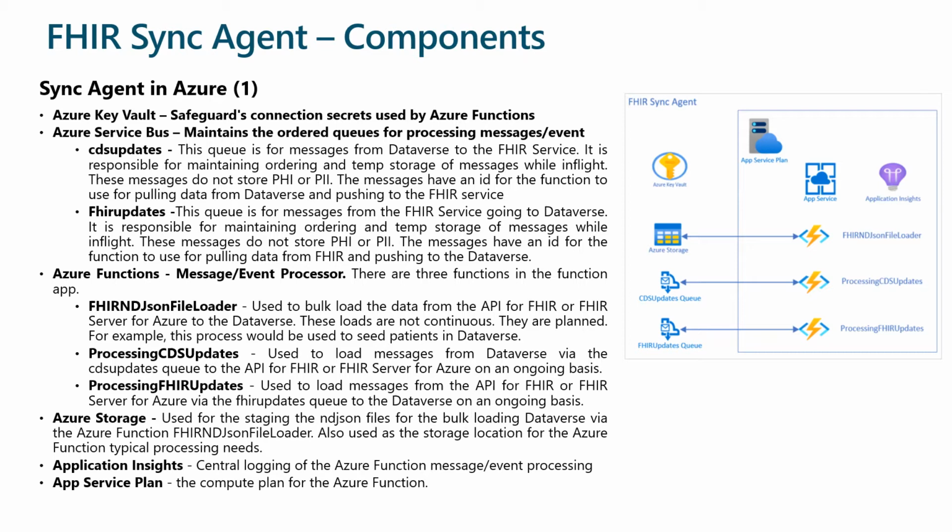The third one is the processing FHIR updates. It takes the messages from the FHIR update queue, which are coming from the Azure API for FHIR, and sends it to the Dataverse. In addition to that, we have application insights for central logging of the Azure function messages and event processing. On top of it, we have an app service and an app service plan to support all of these resources.